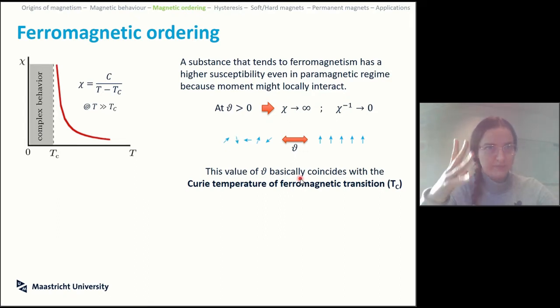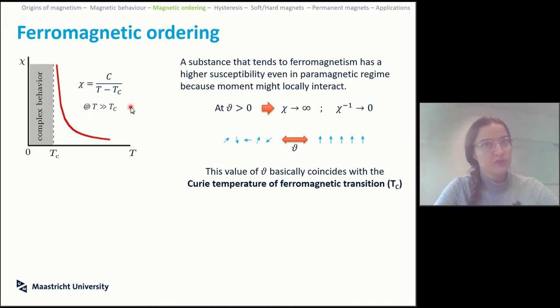So from disordered moments, completely randomized from each other, you end up in an ordered form in which the moments are aligned in the same direction in comparison to each other. Regardless of the direction, they all go that way. So this means that in a ferromagnet, your theta, we call it the Curie temperature.